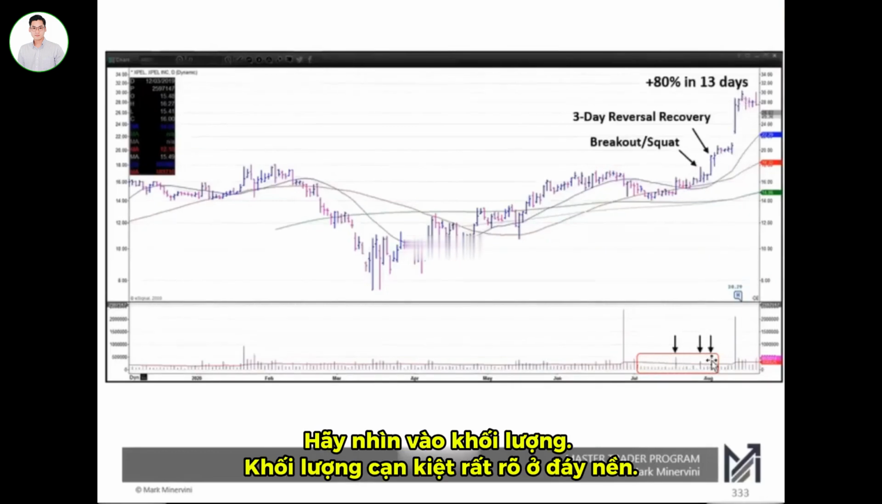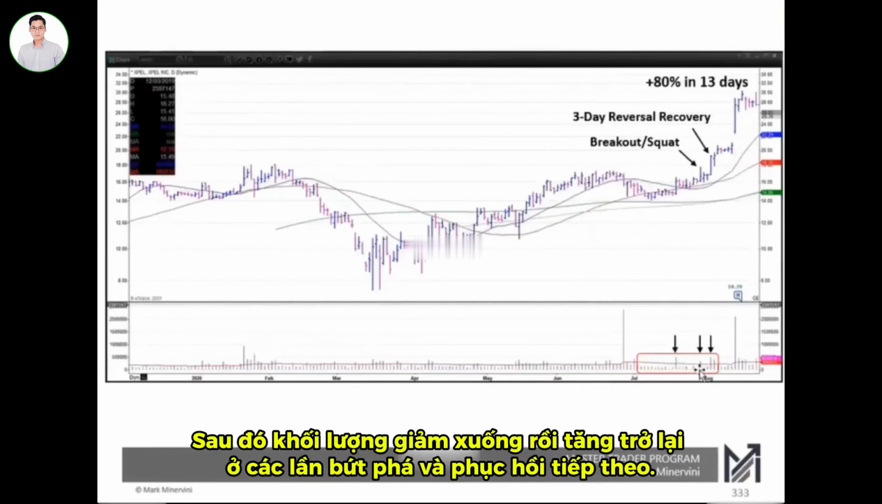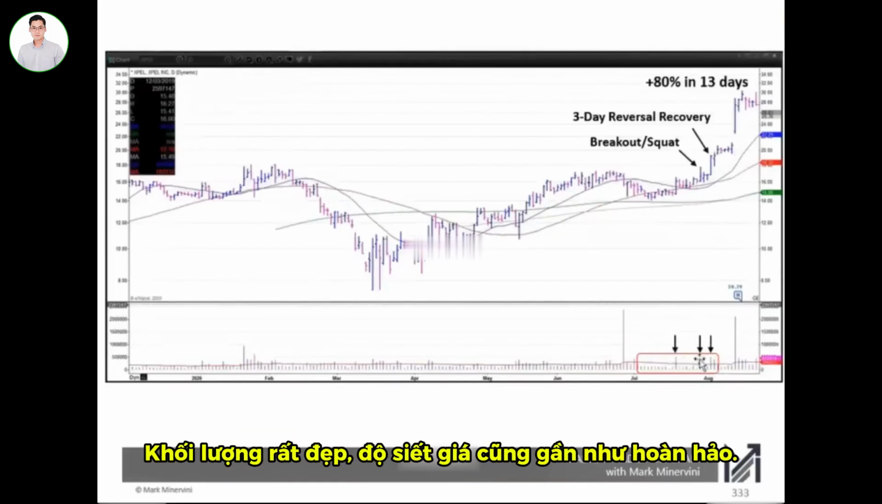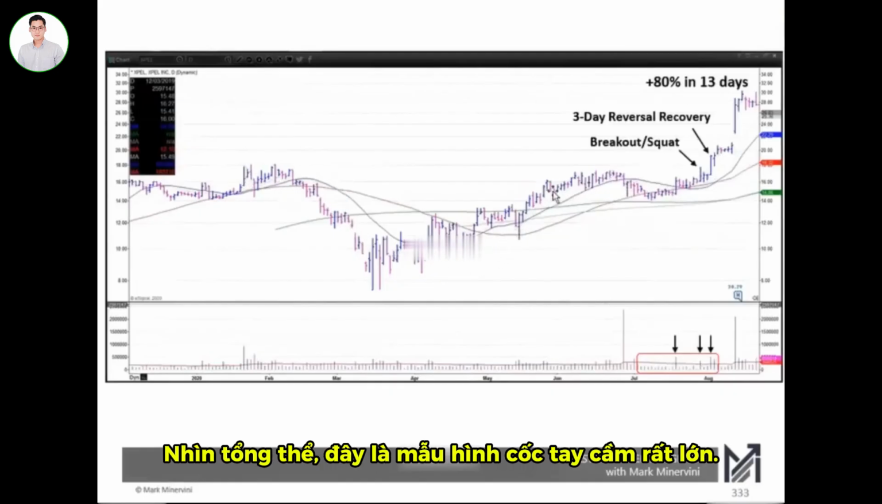See the volume here? Look at the volume characteristics. Look how low the volume is, and then on the breakout and the low cheat, you get a spike. Then the volume comes down again, and then you get a break on the breakout. You get some volume, and then as you recover here, you get some volume. Perfect volume dynamics, perfect tightening, and everything's just set up absolutely perfect. And if you take a look, it's a big cup with handle. It's just a big giant cup with handle pattern.